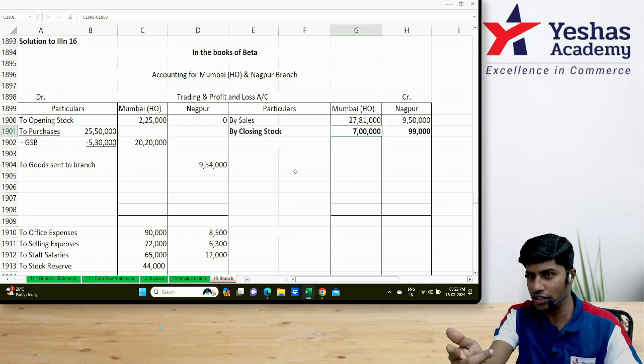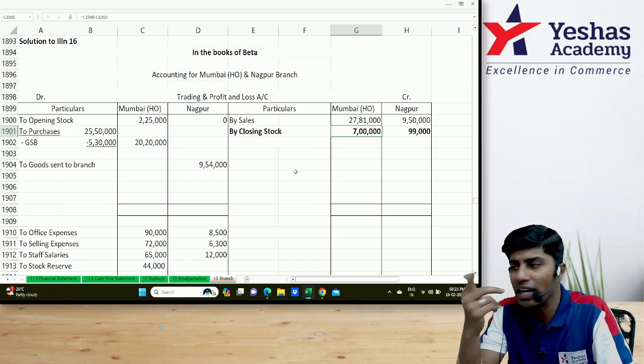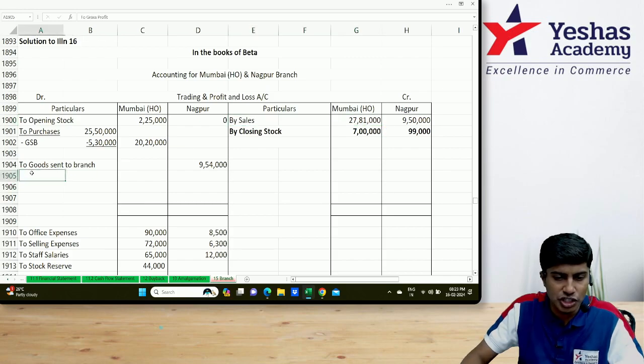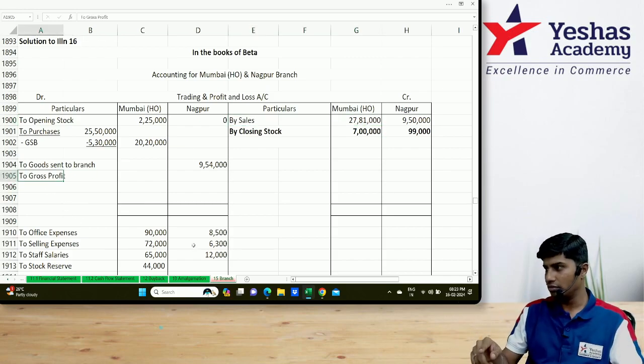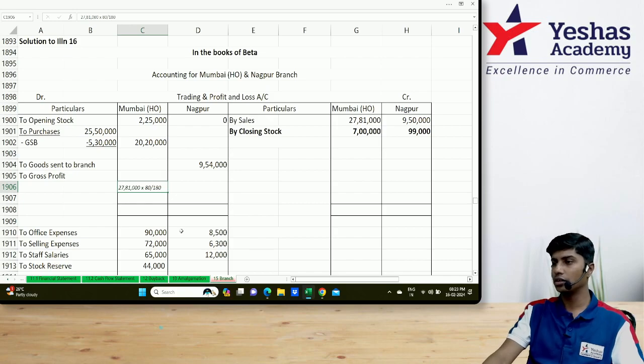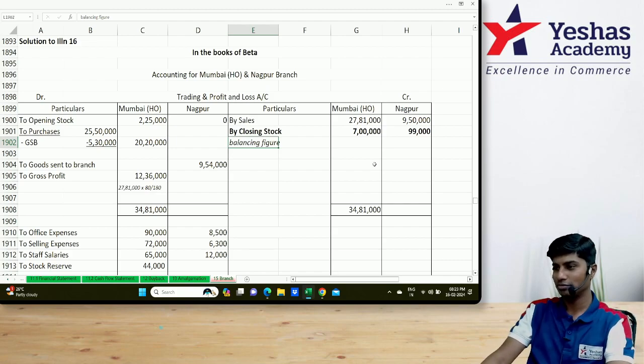There is another way. Shall I teach you another way? Head office cost is 100. Sale price is 180. Am I right? If their sales is 27,81,000, what will be their GP? 27,81,000 into 80 divided by 180. What do we get? 12 lakh 36. Now do 20 lakh 20 plus 2,25,000 plus 12,36,000. This will be 34,81,000. 34,81,000 minus 27,81,000 gives 7 lakh. So you can find this as a balancing figure.